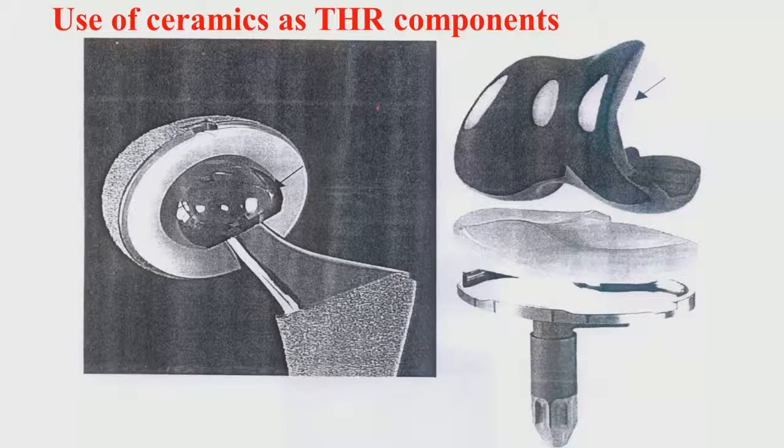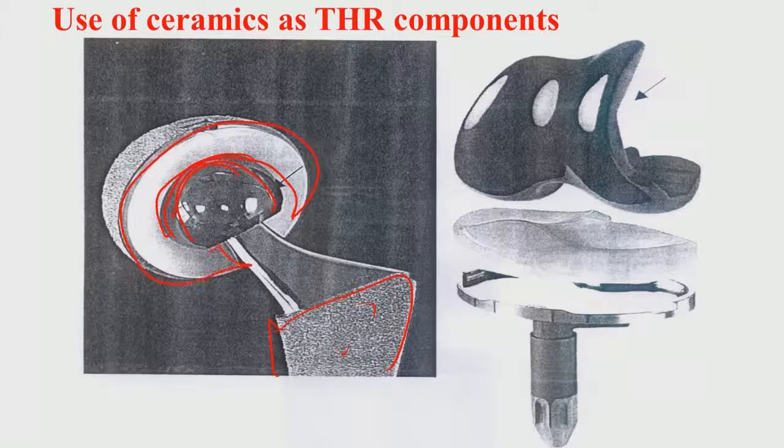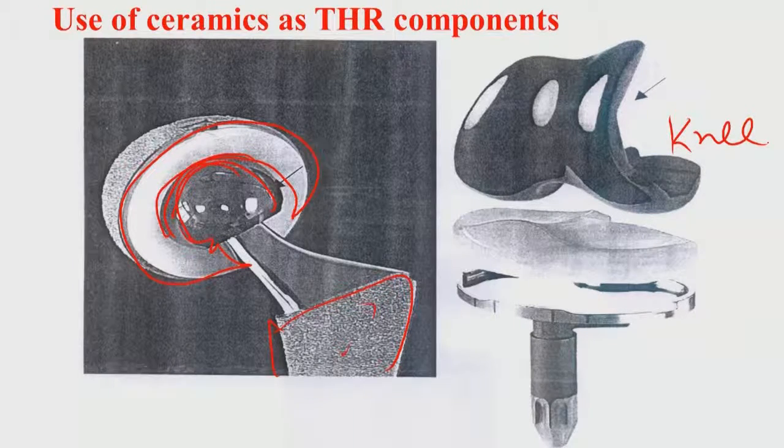Now, this shows hydroxyapatite based coatings, and this is your femoral ball head which is going into the acetabular socket here, and this is a knee replacement material. So, knee and hip, you can see that the way the tibial component and femoral component are placed is characteristically different.